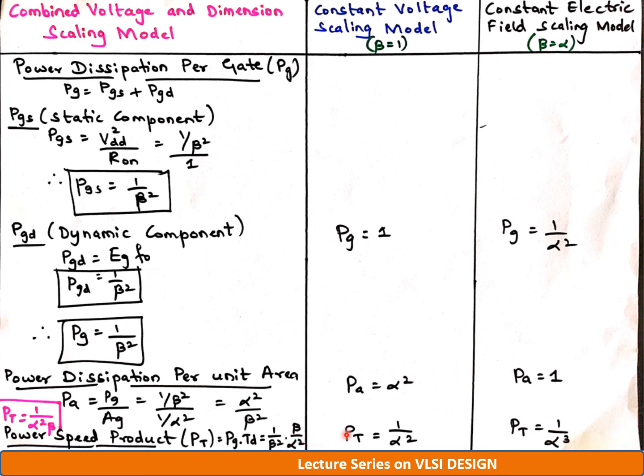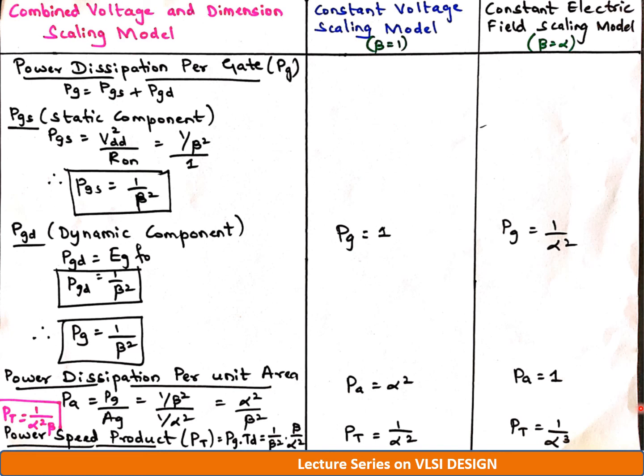In the voltage scaling model, beta is equal to 1. Therefore, the scaling factor for power speed product reduces to 1 by alpha square. In the constant electric field scaling model, beta is equal to alpha. Therefore, the scaling factor for power speed product reduces to 1 by alpha cube.